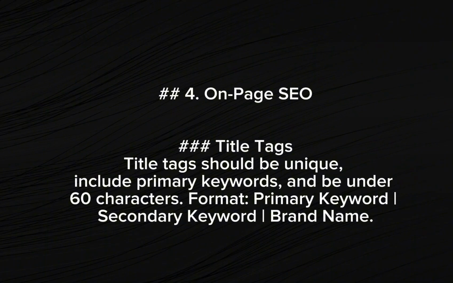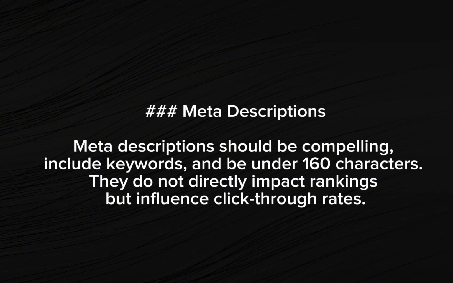4. On-page SEO. Title tags. Title tags should be unique, include primary keywords, and be under 60 characters. Format: Primary keyword, Secondary keyword, Brand name. Meta descriptions. Meta descriptions should be compelling, include keywords, and be under 160 characters. They do not directly impact rankings, but influence click-through rates.